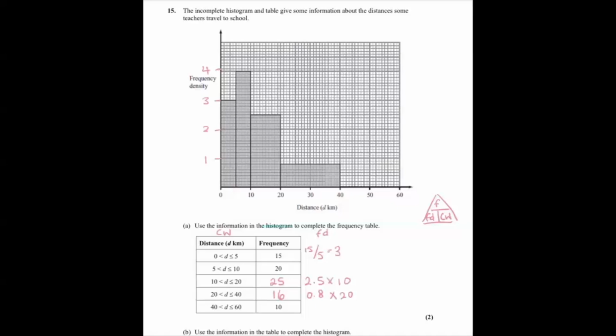Now, to complete the histogram, we will do our frequency, divide it through by the class width. That is going to be a half, or 0.5. So I am going to draw my bar at 0.5 across to the 60.